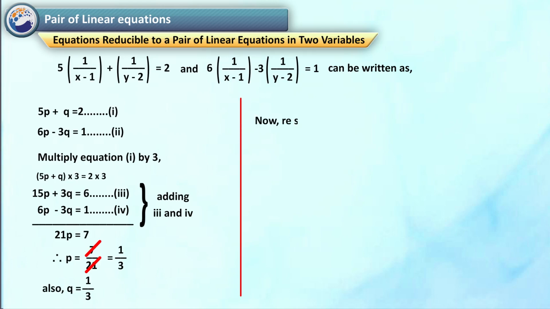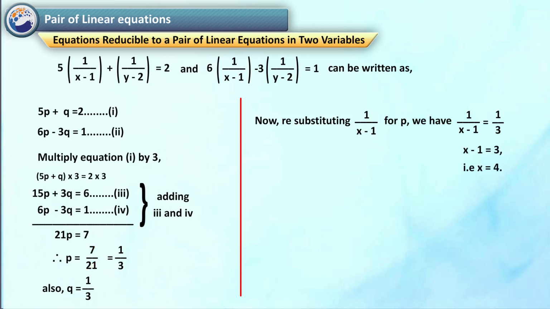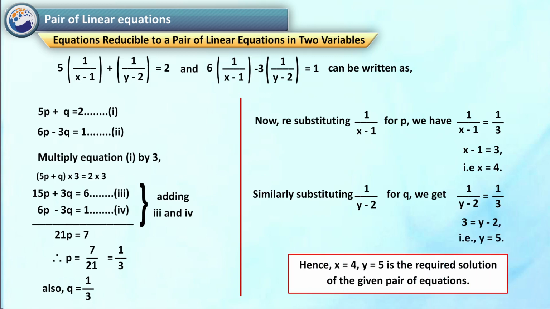Now resubstituting 1 upon x minus 1 for p, we have 1 upon x minus 1 is equal to 1 by 3. Therefore, x minus 1 is equal to 3. That is, x is equal to 4. Similarly, substituting 1 upon y minus 2 for q, we get 1 upon y minus 2 is equal to 1 by 3. That is, y is equal to 5. Hence, x is equal to 4, y is equal to 5 is the required solution of the given pair of equations.